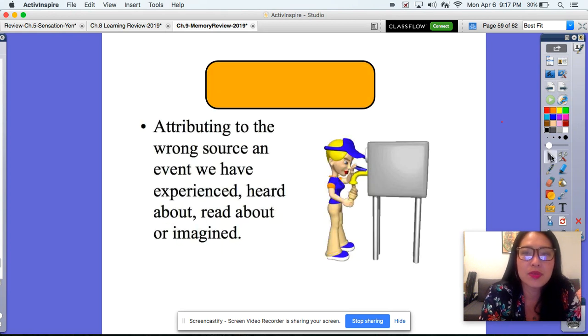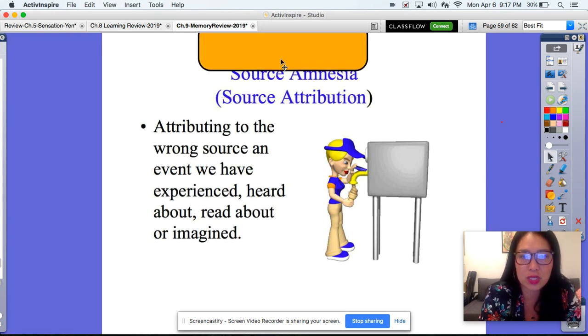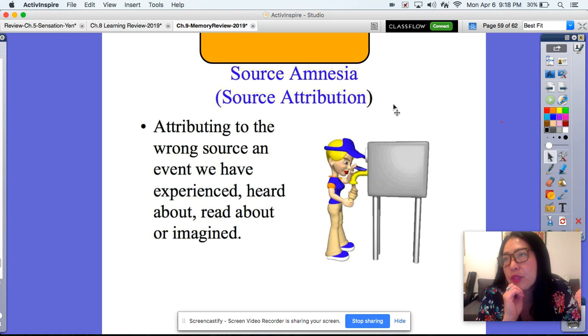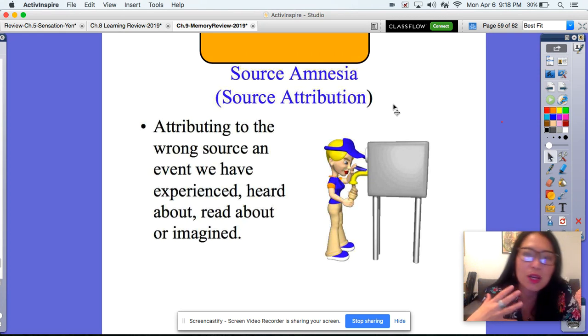Okay, then this one is we attribute to the wrong source an event we have experienced, heard about, read about, or imagined. So that is going to be called either source amnesia, where we have amnesia for the source of where we got the info, or source attribution, what we attribute the source to. So this can be, you're telling a friend a story and you're like, oh my gosh, guess what I heard? And then your friend says, hey, I'm the one that told you that. So then that would mean that you had the wrong source or you had amnesia for that info.